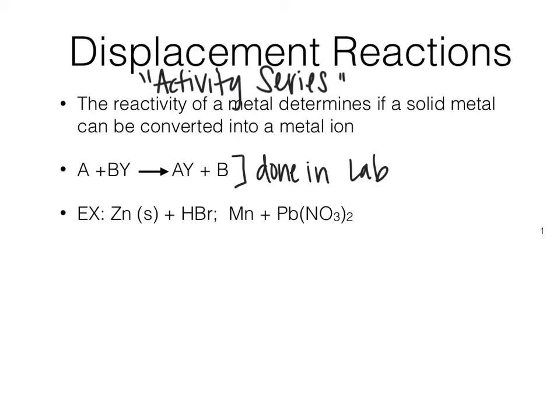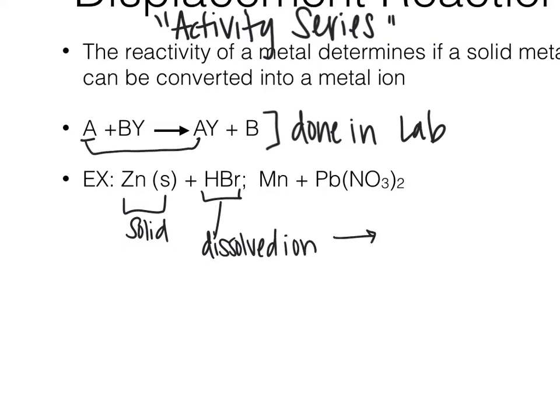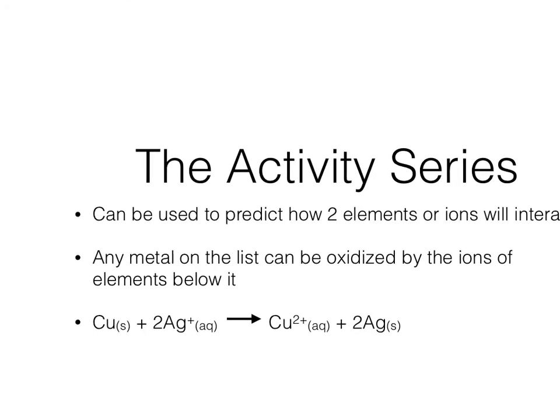So one of the hallmarks of a displacement reaction is that we have a solid plus a dissolved ion. And then the metal from one side goes into solution and the ion comes out of solution. Now, this may be familiar to some of you as parts of what's called reduction oxidation reactions. And in Gen Chem 2, you will learn more about that.